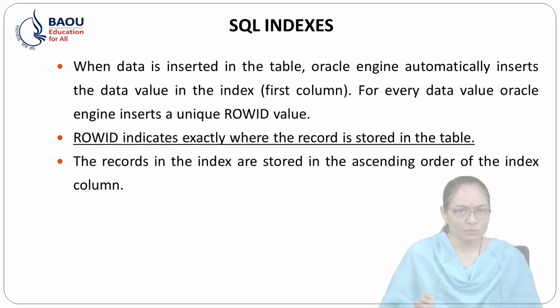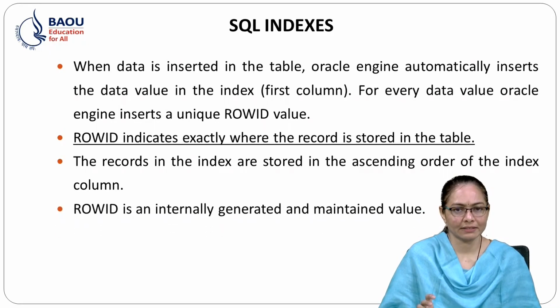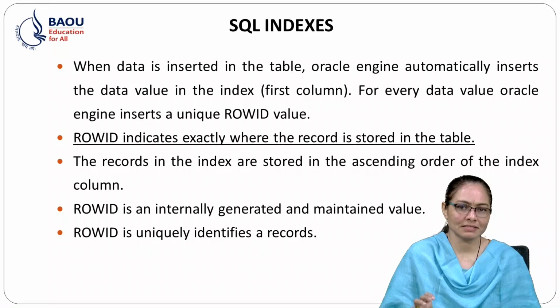The Oracle engine uses the index for a search if the index is created on the column which is used in a where clause. You can retrieve each row's address using the reserved word ROWID as a column name. For example, select rowid, roll number from student. Row ID is internally generated and maintained. We cannot create row ID on our own. It is automatically created when the index is created on the table. The row ID uniquely identifies the records.